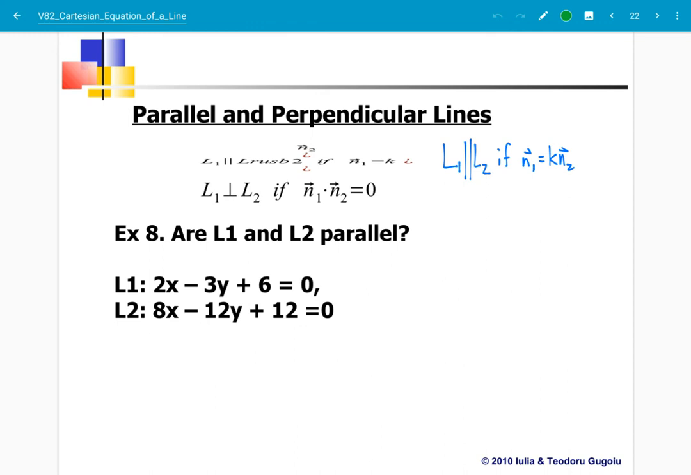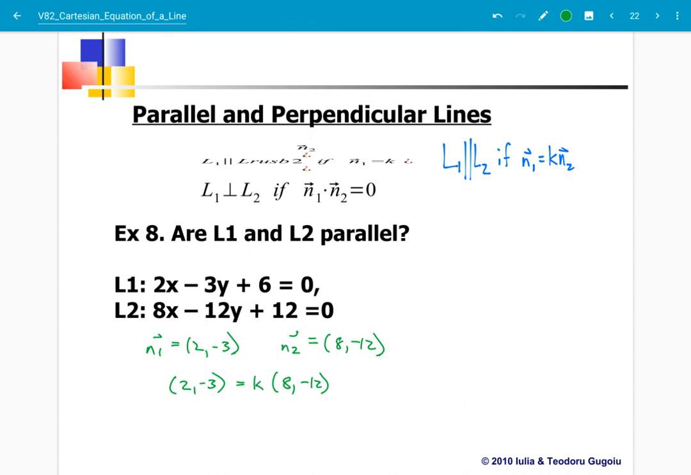Are line 1 and line 2 parallel? Well, n1 is 2, -3. And n2 is 8 and -12. Well, is there a k that exists? Can you find a scalar multiple that exists? Sorry, those aren't u's. Those are n's. Normal 1 and normal 2. Is there one that exists?